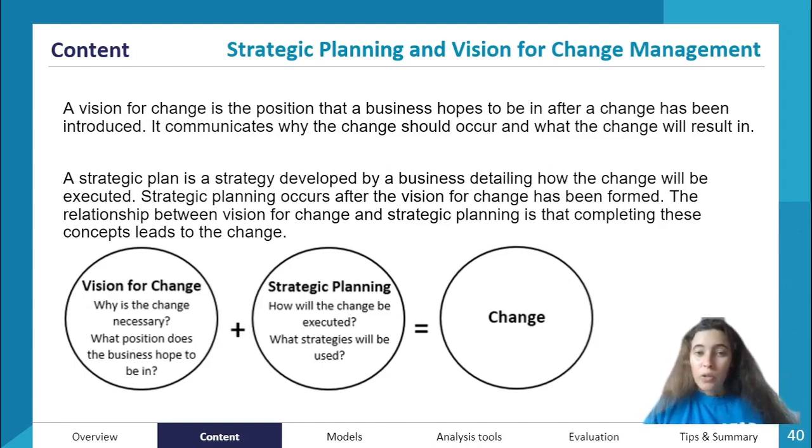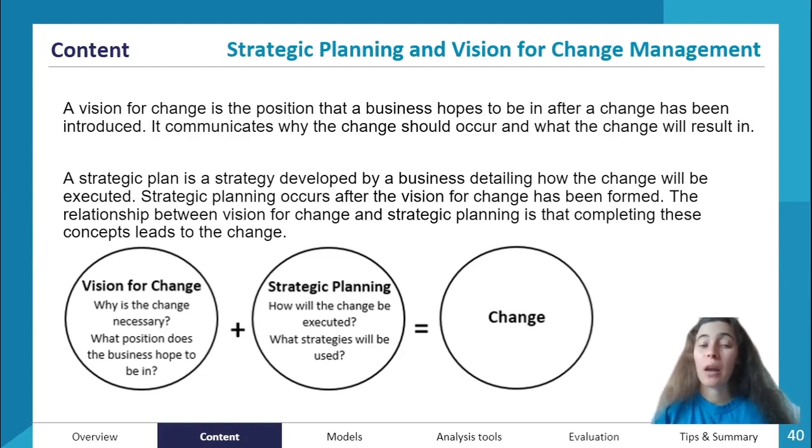Okay, next up we've got strategic planning and vision for change. So in this case, you need to be able to explain what these things are and the relationship between them. So, a vision for change is the position that a business hopes to be in after a change has been introduced. So, they're thinking about the future, and they're envisaging what the result will be of that change. So, it communicates why the change should occur and what the change should result in.